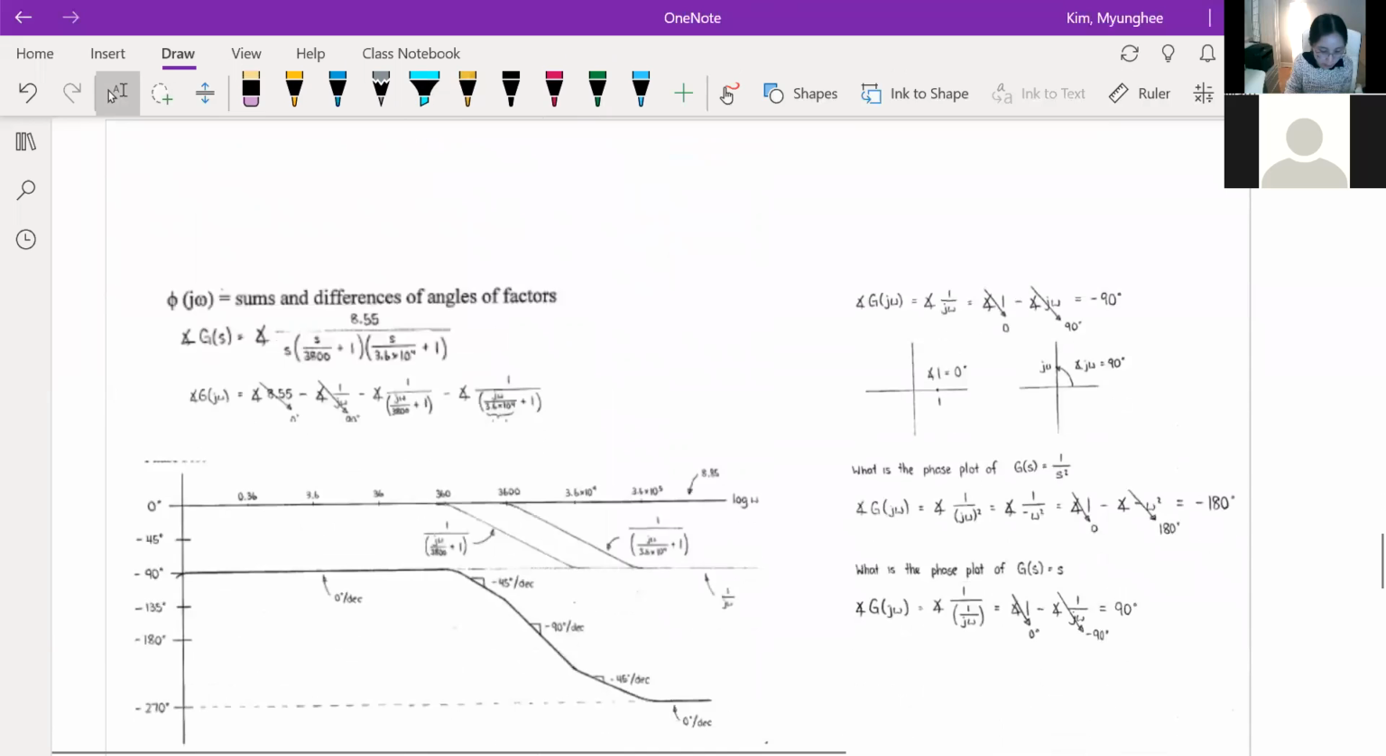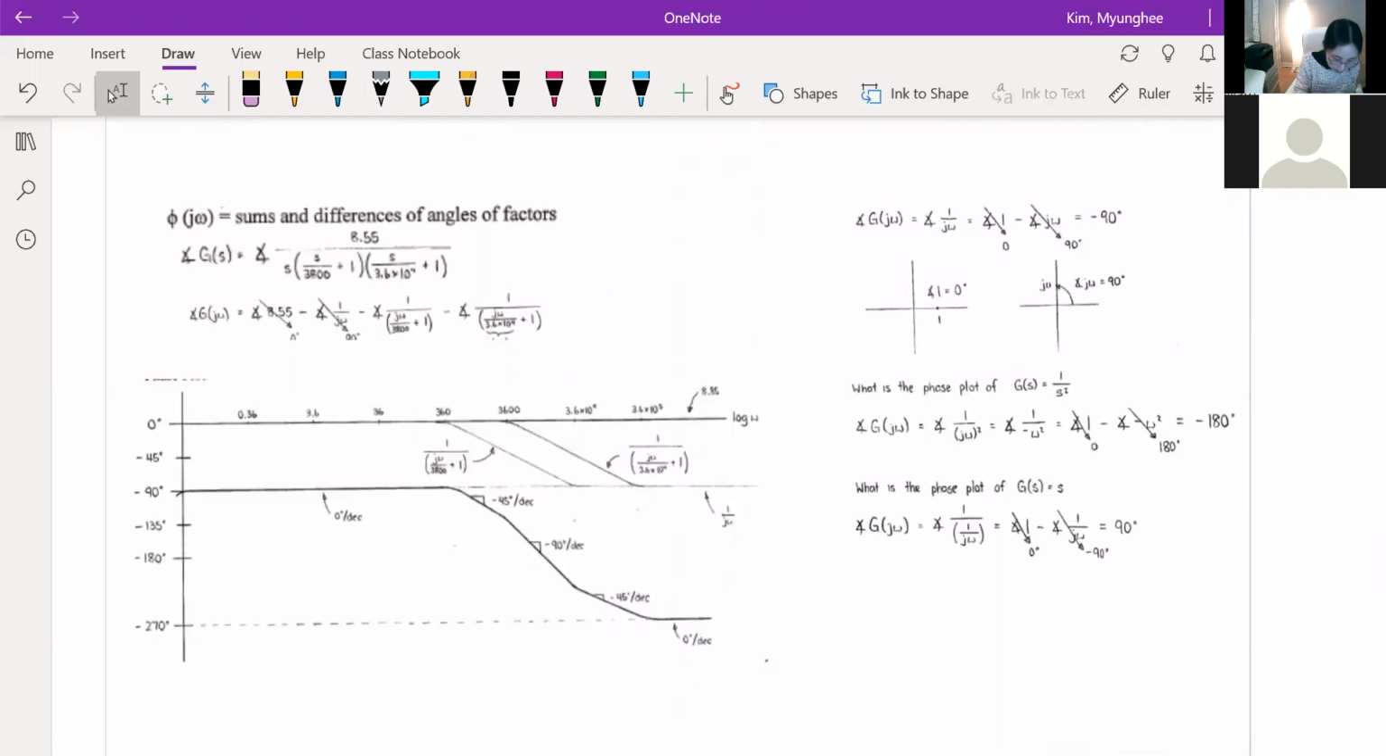It's similar for the angle plot. So the angle at 8.55 is 0. So it's 0, and the arctangent of 1 over j omega is nothing but negative 90 degrees. So it's simple. For this one, if the frequency is very, very low, this one is almost constant. So for low frequency, this is almost constant, so the angle becomes 0 degrees.